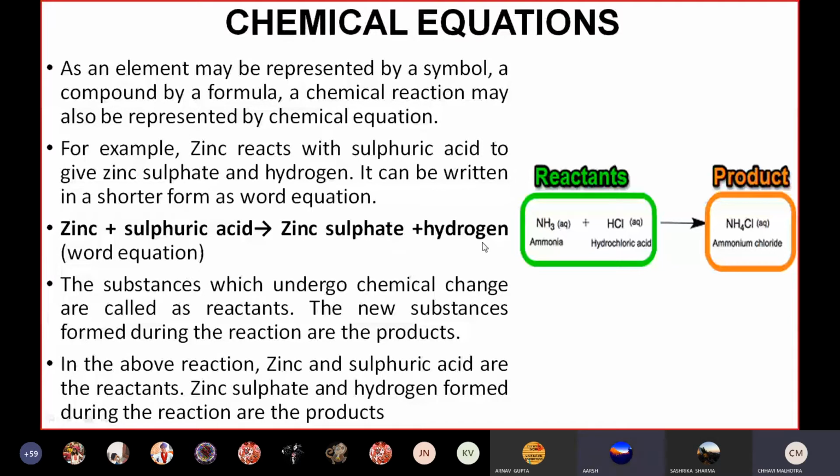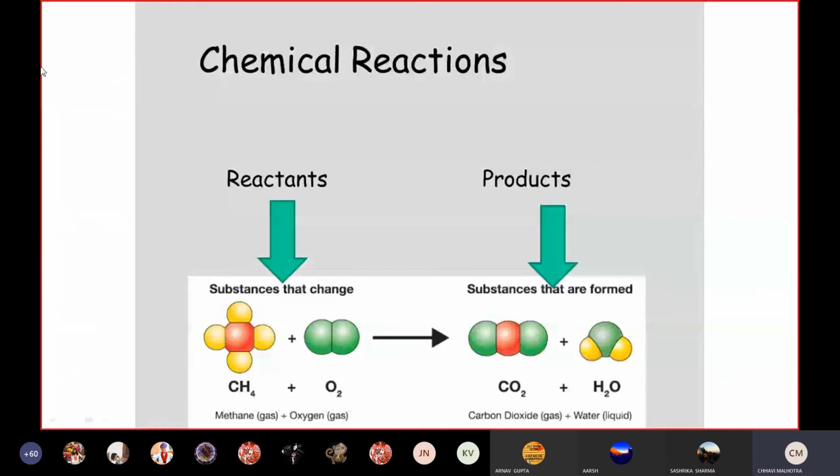If you see in this figure also, NH3, what is NH3? NH3 is ammonia. Ammonia plus HCl gives us NH4Cl. So it is ammonia and hydrochloric acid which are reacting with each other. So these are the reactants, and we are getting ammonium chloride. So ammonium chloride is the product. So the substances which undergo chemical change are called reactants, and the new substances formed are called products.